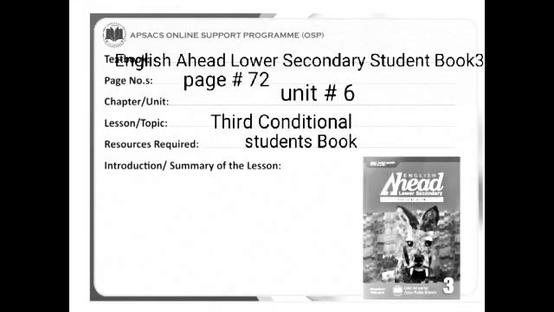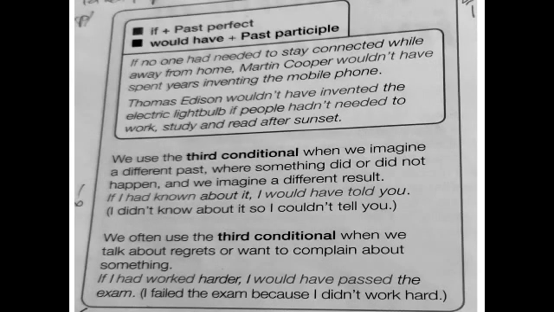To recap the topic that we have already discussed from the book English Ahead Lower Secondary Student Book 3, page number 72, Unit 6, the topic is third conditional. You will need your student book to understand the topic. And what is the topic? Third conditional. Now open your books, page 72, and see the blue box that is given on the page.